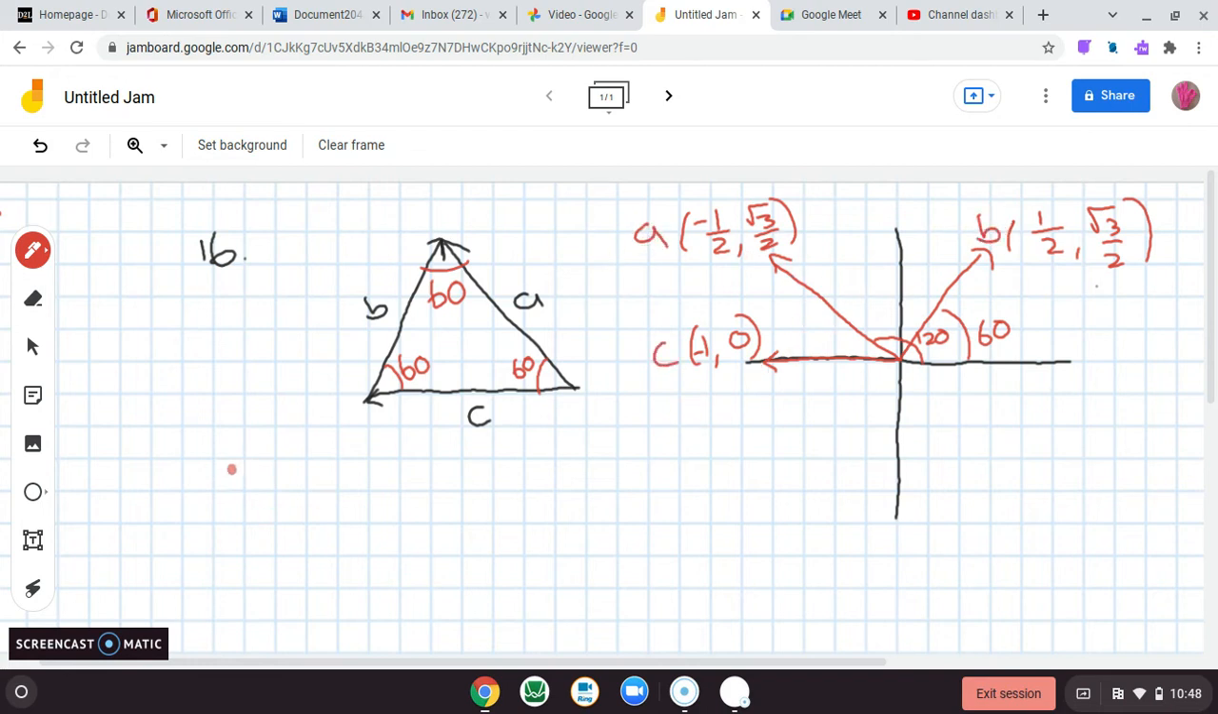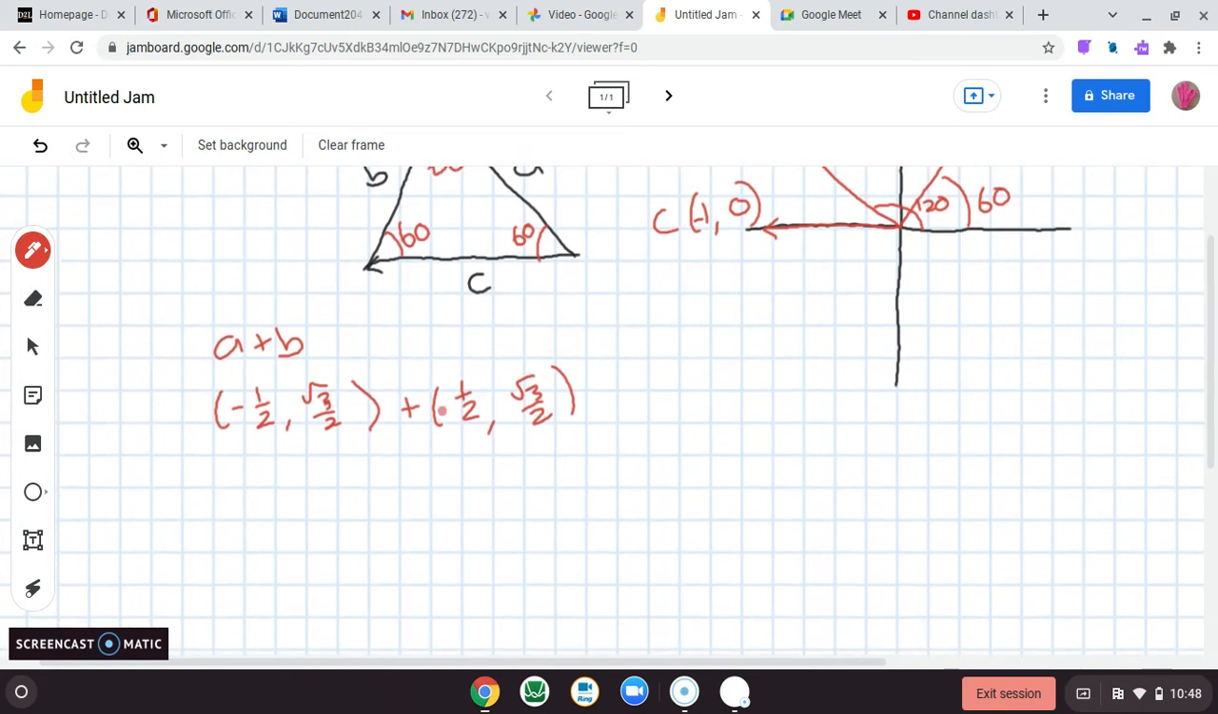Now we can actually do A plus B. A plus B is going to be negative 1/2, root 3 over 2 plus positive 1/2, root 3 over 2. Negative 1/2 plus 1/2 cancels out to 0. Add these two together, you're going to get 2 root 3 over 2. You'll see that the two 2's cancel, so it's just basically root 3, like that. That is our A plus B.